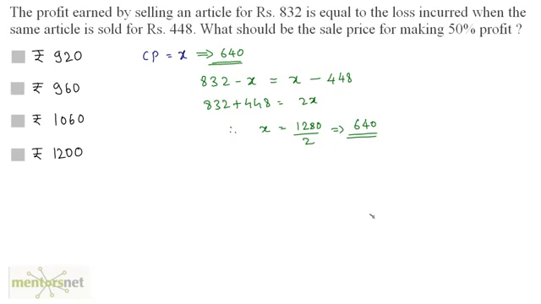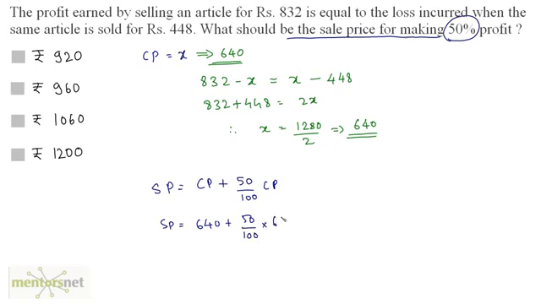We have the cost price. Now the question is, what should be the sale price for making the 50% profit? So selling price is equal to the cost price plus some percentage of the cost price, and that percentage is the profit percentage. So plus, now we want 50% profit, so plus 50% of the cost price. So selling price is equal to cost price, 640, plus 50 by 100 times 640. So this is actually equal to 640 plus 50% of 640, which is 320, and we have our answer as 960 rupees. So the selling price is 960 rupees.